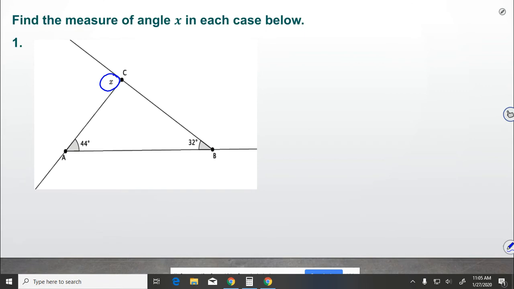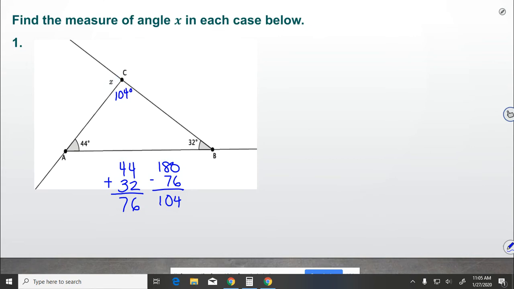up to 180. So we have a 44 and a 32, and we need to find the third angle. So 44 plus 32 is 76. Subtract from 180, and we get 104. So this angle here is 104 degrees. Now we need to find x.